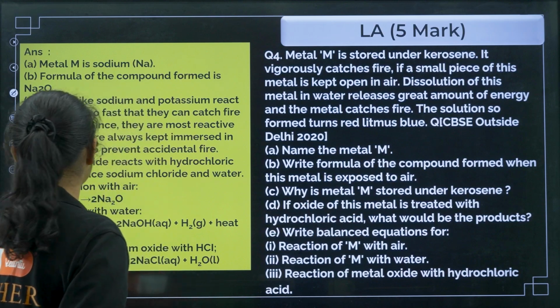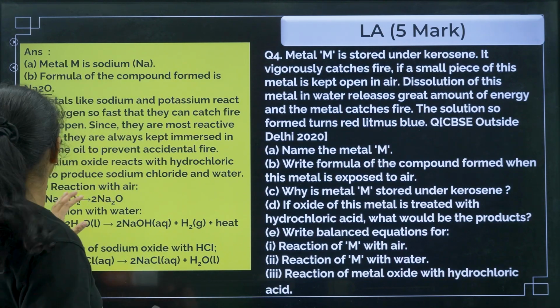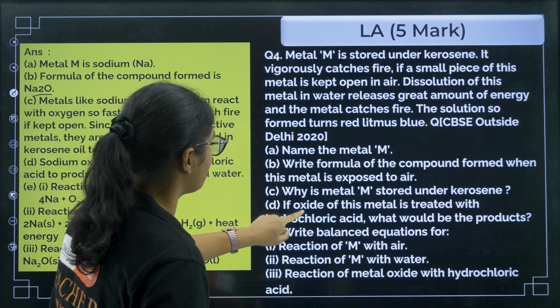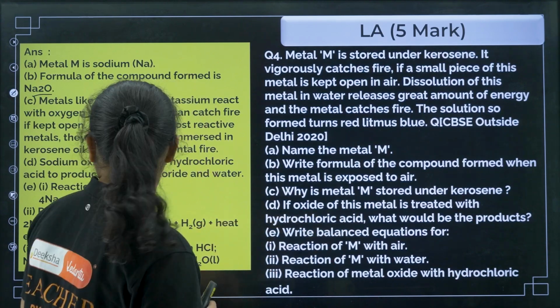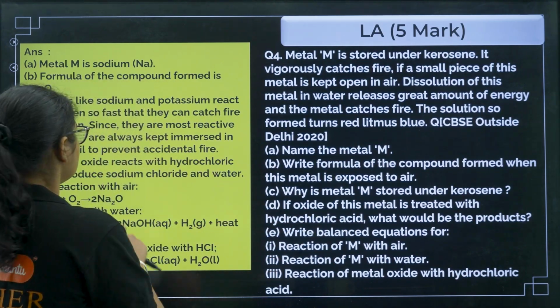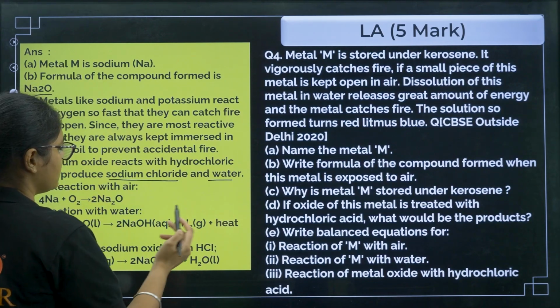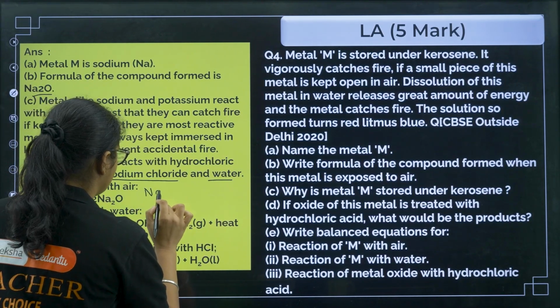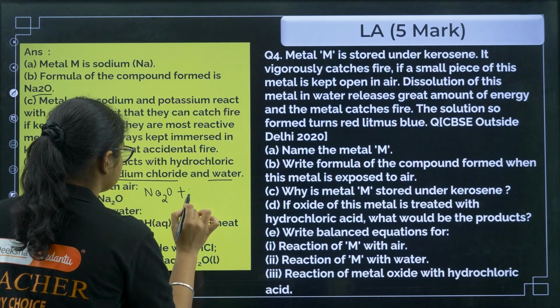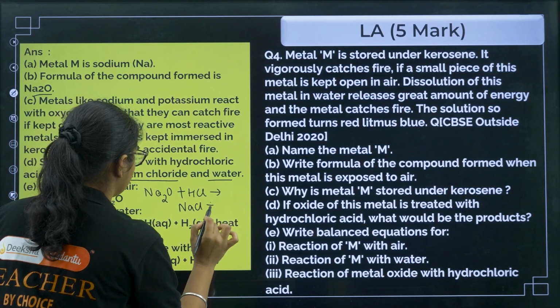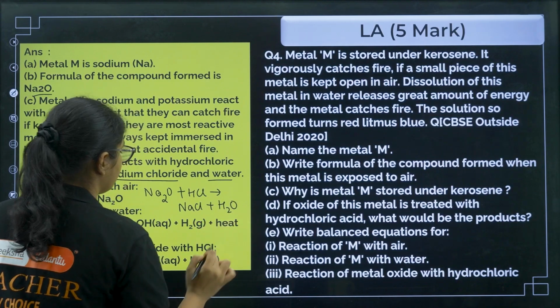Next, if the oxide of this metal is treated with hydrochloric acid, what would be the products? Sodium oxide reacts with hydrochloric acid to produce sodium chloride and water. If I want to write this reaction, Na2O plus HCl will give you NaCl plus H2O.